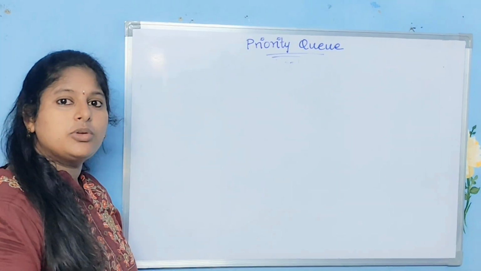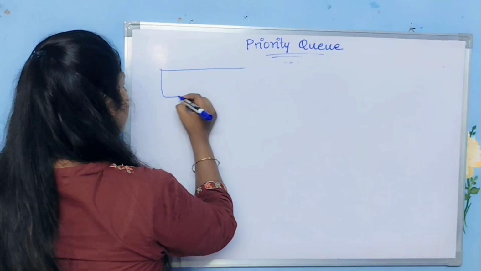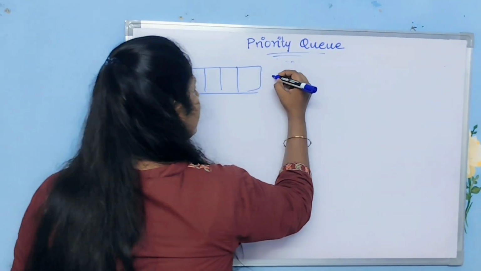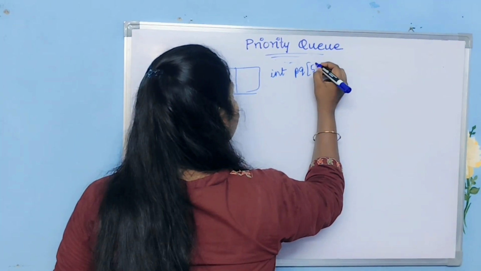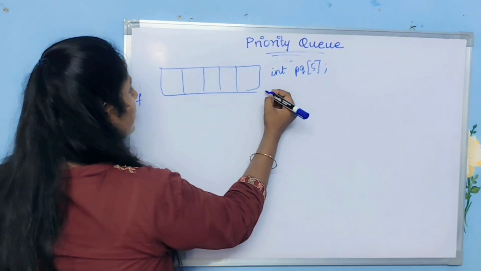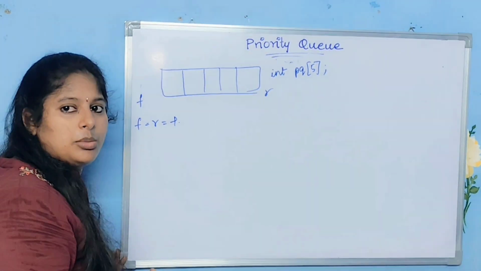So let me explain the priority queue with an example. Let me consider a queue whose capacity is 5, PQ of 5. This is my array name. Initially, front and rear are initialized to -1 since there are no elements in the queue.